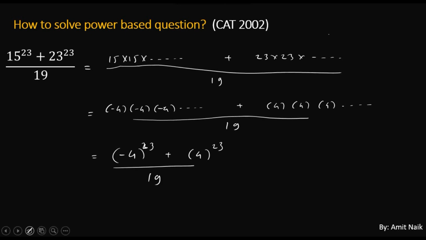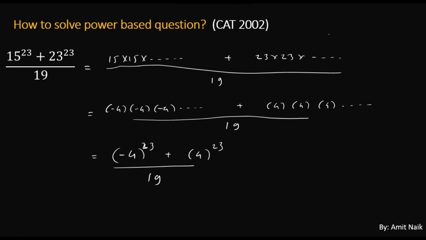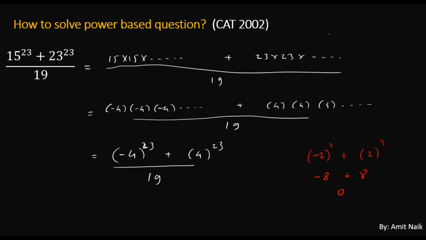Now this is the step which defines a solution very quickly. I'll give you an example before I conclude this question. If I write down minus 2 to the power 3 and plus 2 to the power 3, what is the addition of these two numbers? Minus 2 to the power 3 is nothing but minus 8, plus 8. The addition is 0. Let me take one more example. Minus 3 to the power 3 plus 3 to the power 3, which is nothing but minus 27 plus 27. It is going to be 0.